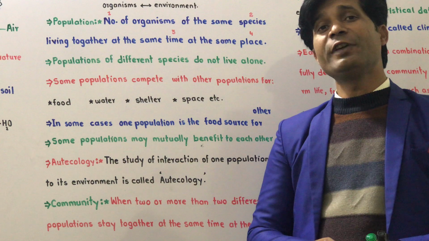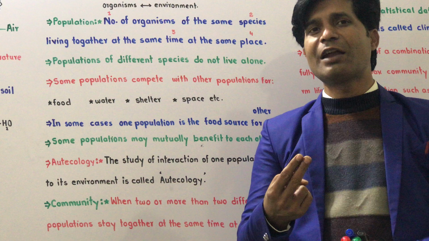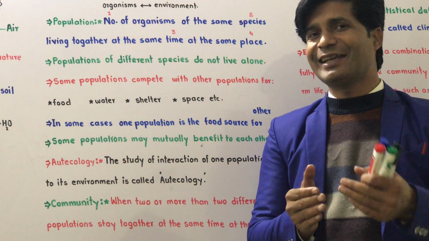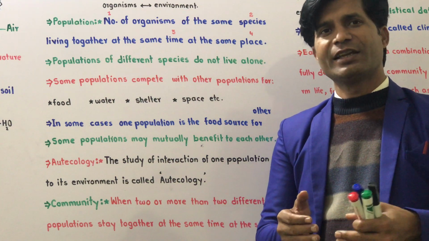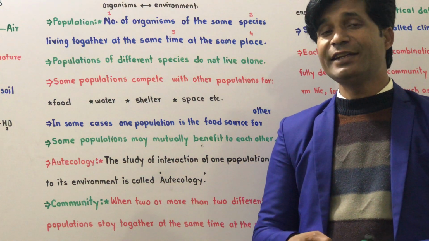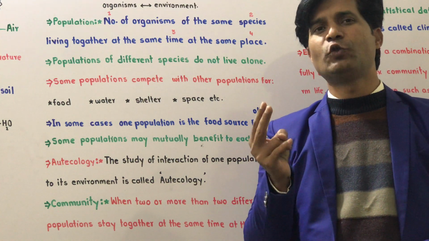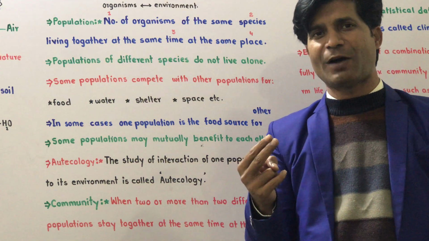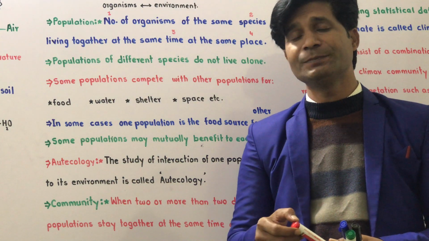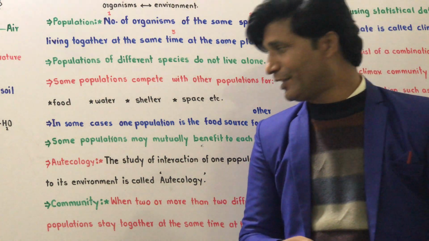The next step is how we can define the community. When two or more than two different types of populations stay together at the same time, at the same place, they form a community. So, in the definition of community, there are three basic conditions. There must be two or more different types of population, not the same type of population. They must be different types of population. They must stay together at the same time, at the same place.